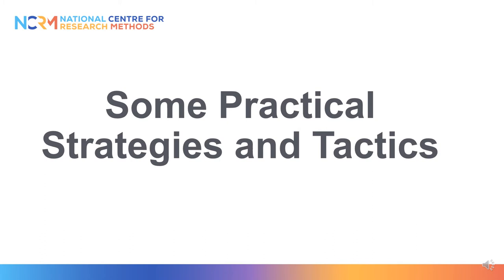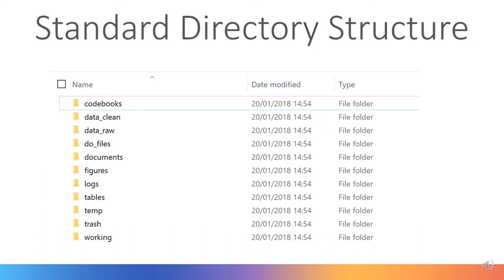for improving my workflow. And there are a number of things you can do quite easily that will help your workflow. Having a standard directory structure will help you enormously. Here's one that's suggested by J. Scott Long. It's quite elaborate. It's got codebooks in one folder, clean data in a folder, raw data in another folder, his Stata do files in another folder, then other folders for documents, figures, logs, tables, a temporary folder that could be used, for example, when merging files or matching data, a trash folder clearly for things he doesn't want, and a working folder that he may be using for day-to-day working before something is lodged more permanently in one of the other folders.